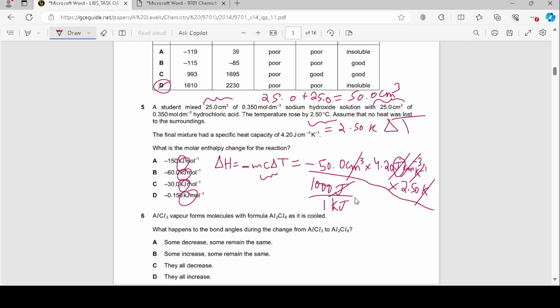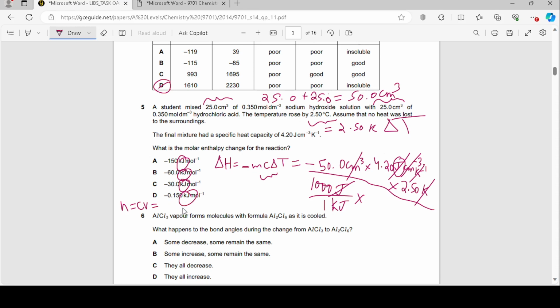And what else do I have to do? Well, I also have to make it kilojoules per mole, right? So let me multiply by mole in the denominator, which is the same as having per mole. But which moles should I use? Well, I should use the moles of the limiting factor, of course, right? So let me find the limiting factor. Firstly, for sodium hydroxide, I have 25.0 cubic centimeters and 0.350 mole per cubic decimeter. Please remember the formula is n equals CV, so moles equals concentration times volume.